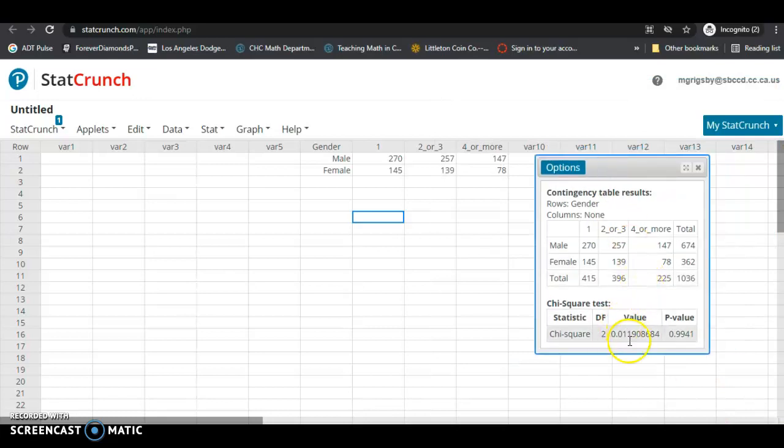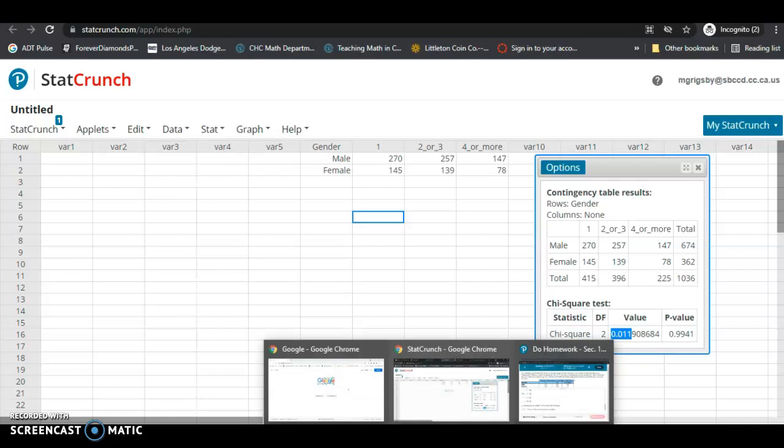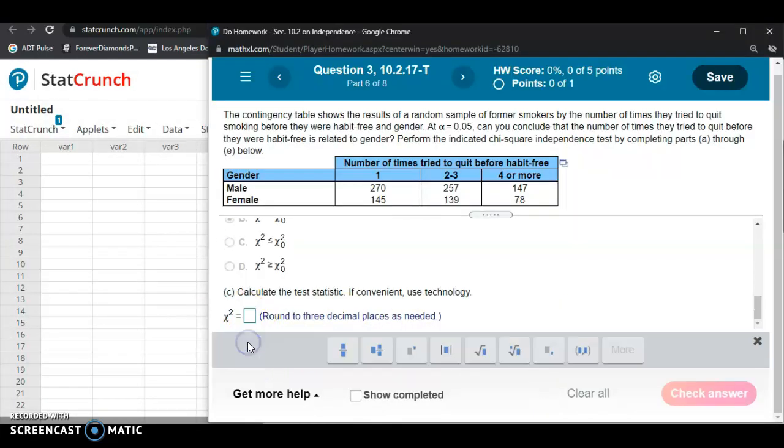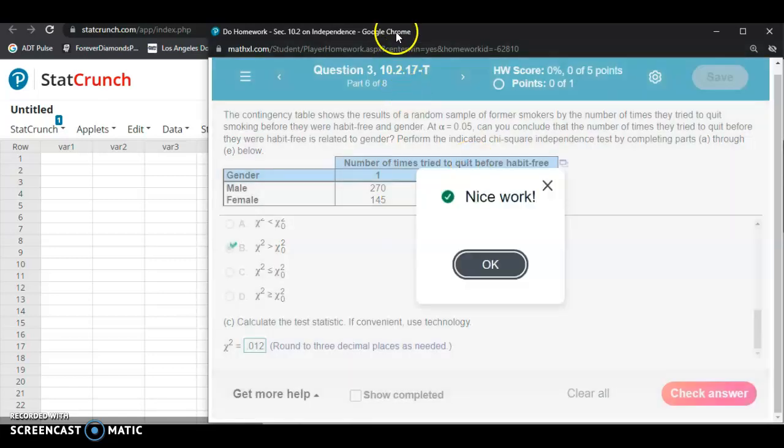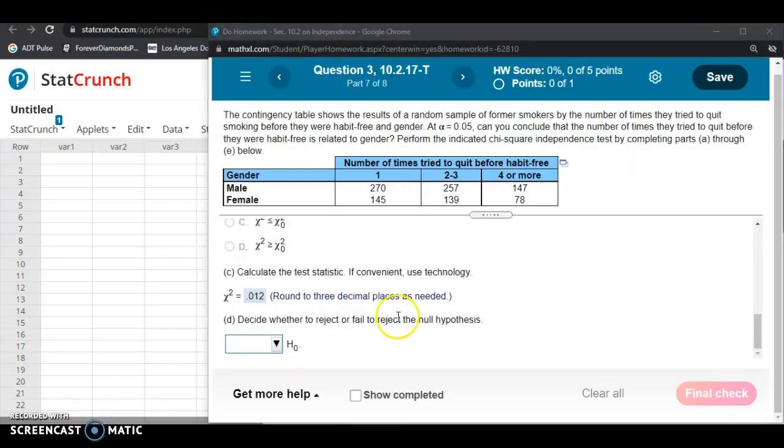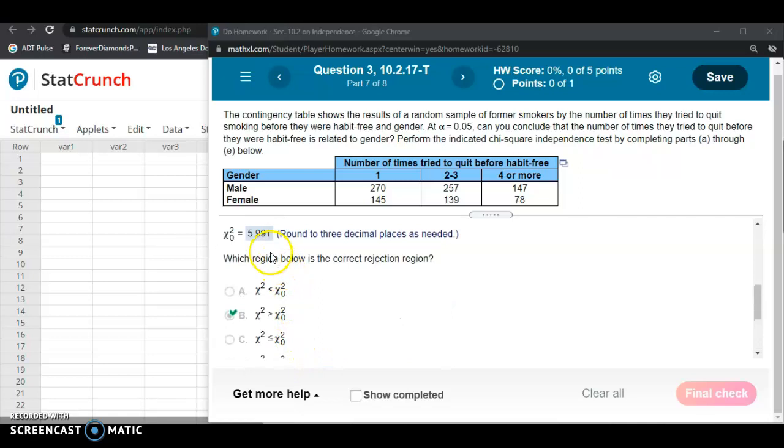What we want is that test statistic. We're going to round that to 3 decimal places, so it's 0.012, so that 1 at the end gets rounded up to a 2. 0.012. Based on that test statistic, we're going to decide whether we will reject or fail to reject the null hypothesis. We simply compare it to our critical value from earlier.